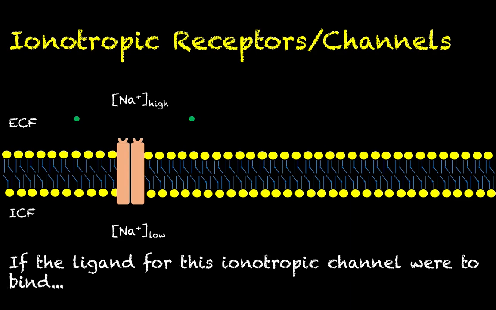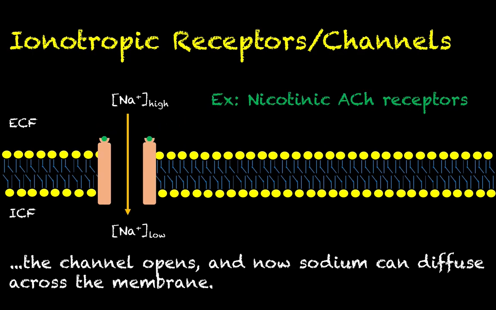But let's see how things change when ligand becomes available. You'll notice that this ion channel here has binding pockets for a ligand. So if this ligand were to bind into those binding pockets, the channel is induced to open so that now sodium can move down its concentration gradient from extracellular fluid to intracellular fluid.